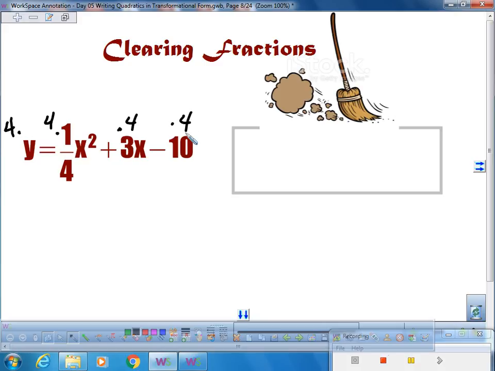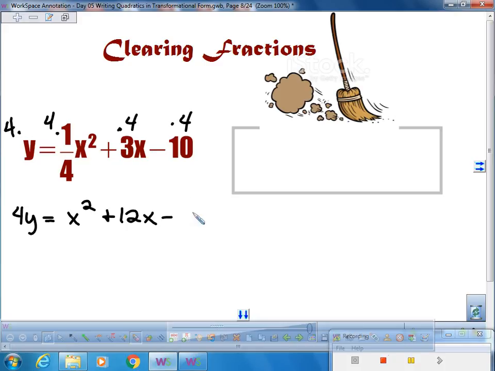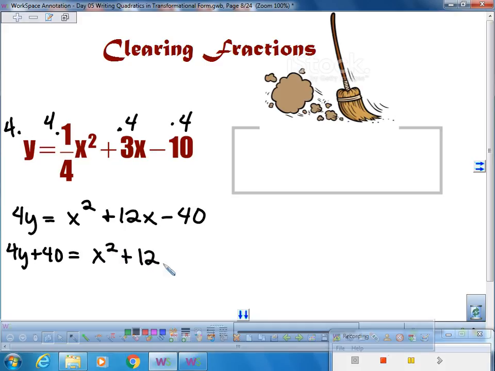There we go. Okay, so when I rewrite this, this is going to be 4y equals x squared plus 12x minus 40. It's 40, right? Okay. So what would be my next step? Add 40 to the other side, right? So then I'd have 4y plus 40 equals x squared plus 12x.